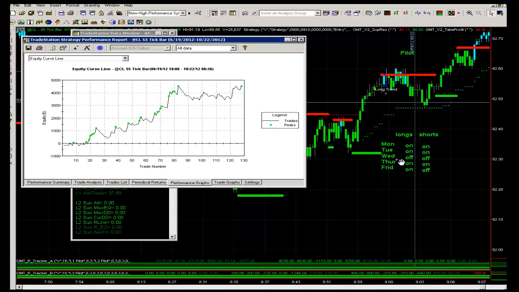Tuesdays is definitely back on. Thursdays is on, and Fridays is off. We were previously trading Fridays. It's now negative 275 based on current drawdown.